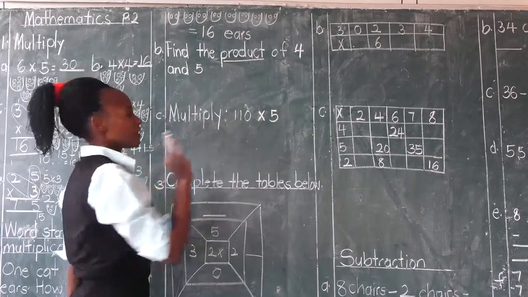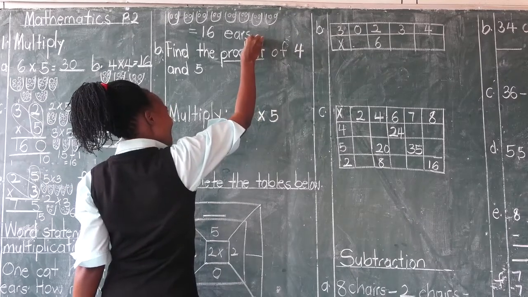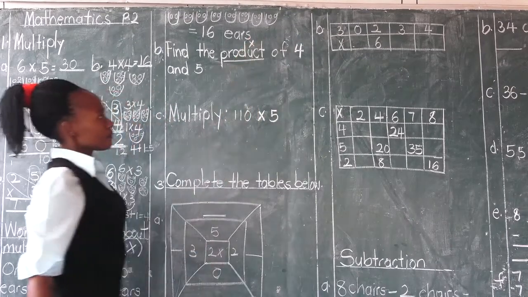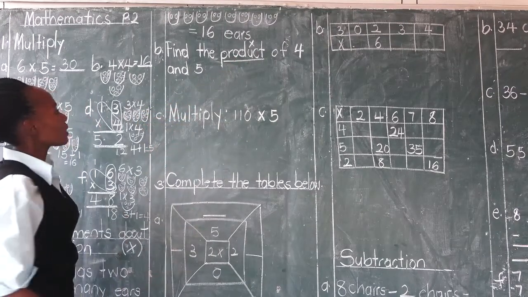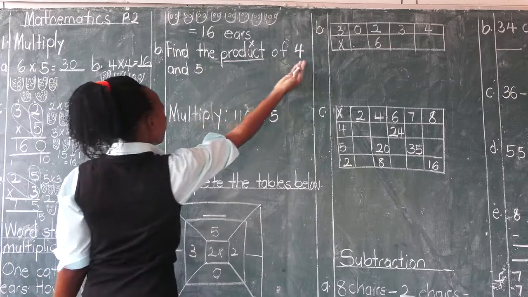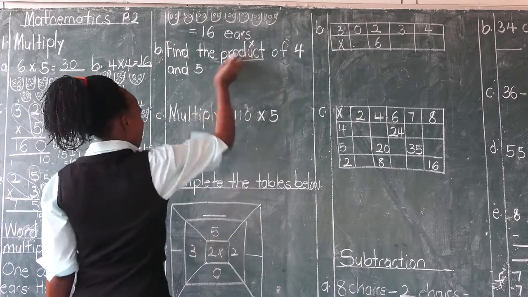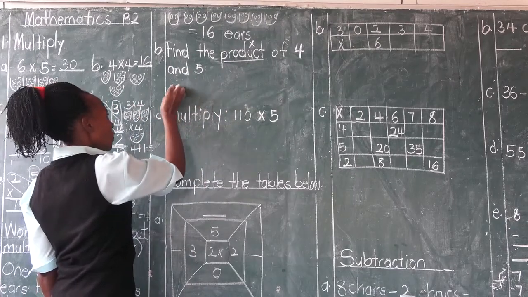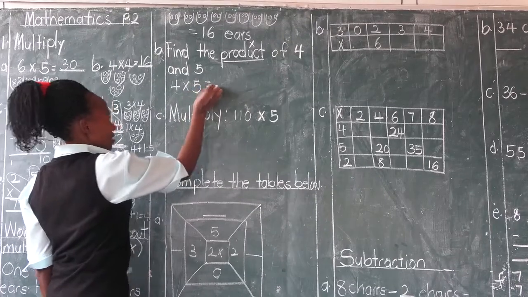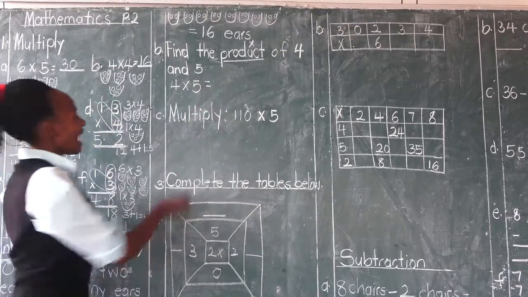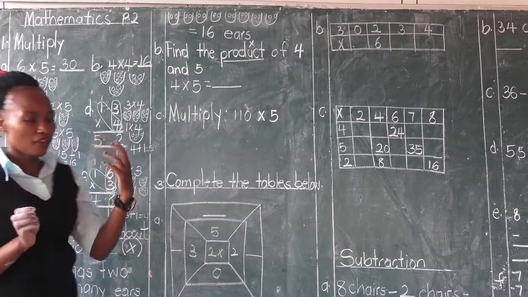And you are free to put even the sign, that multiplication symbol, to mean product. Now here you have find the product of 4 and 5, and the word product means multiply, or it means this symbol. Now we are going to get 4 times 5. What are we going to get? That will be the product of 4 and 5.